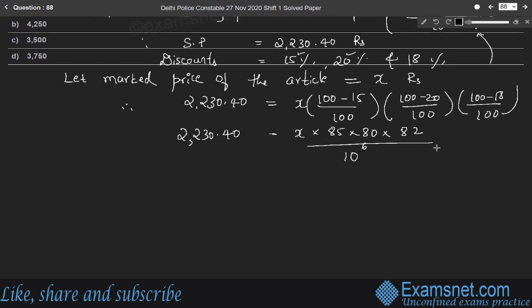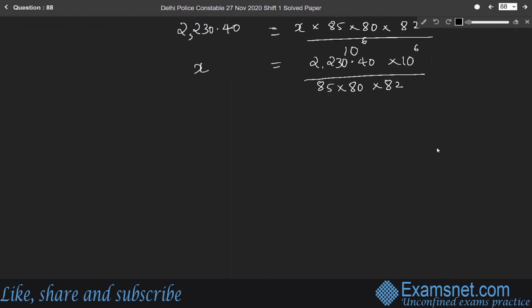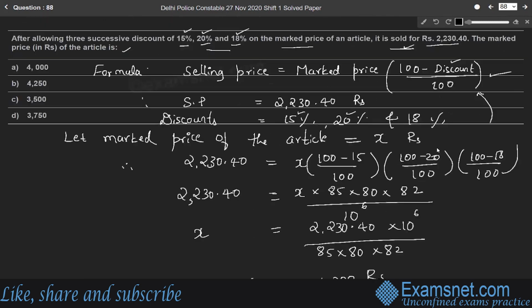So we can simplify X as X is equal to 2230.40 into 10 to the power of 6, whole divided by 85 into 80 into 82, which is equal to 4,000 rupees. So what is the X here? Marked price of the article. Therefore, marked price of the article is 4,000 rupees, option A.